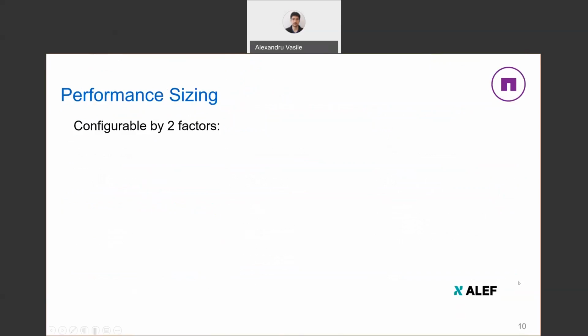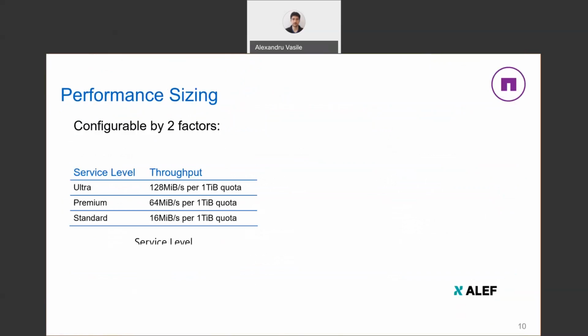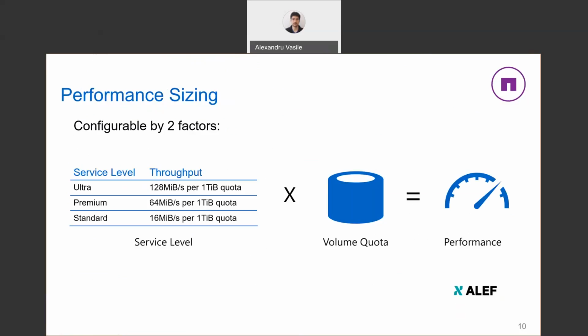Performance sizing is configurable by 2 factors: service level and throughput. The service level multiplied by the volume quota gives the performance. Since we offer guaranteed performance in megabytes per second per terabyte, it really depends on how many terabytes you provision, so you can compute the overall performance of the volume.